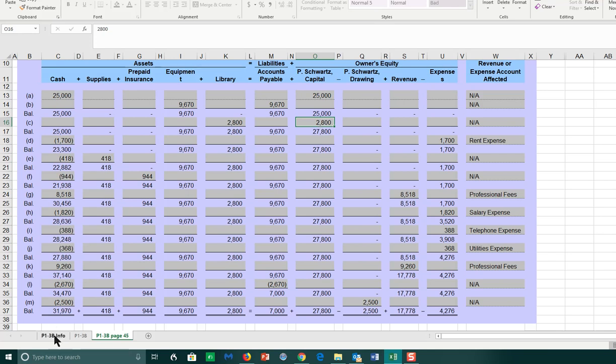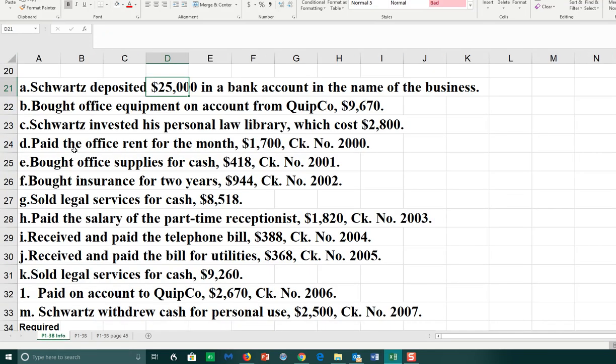The next transaction is D, where there is the payment of the office rent for the month, $1,700. Again, the business paid out cash. And why did they pay the cash? For office rent. And so we need to show that the business reduced its cash and what the money was used for. The rent is a cost of doing business, and so we're going to record that as an expense.